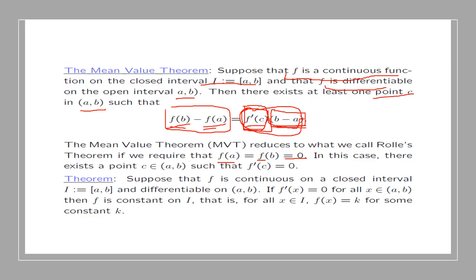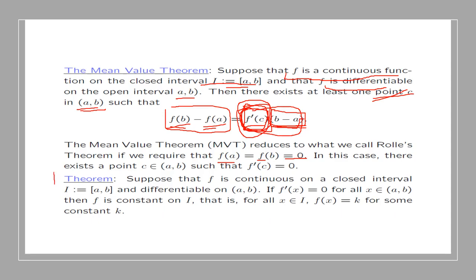Okay, so Rolle's theorem tells you that if f is continuous on the closed interval AB and differentiable on the open interval AB, then there is a point C in the open interval AB at which f prime C is equal to 0. That's what we call Rolle's theorem. It's a particular case of the mean value theorem.